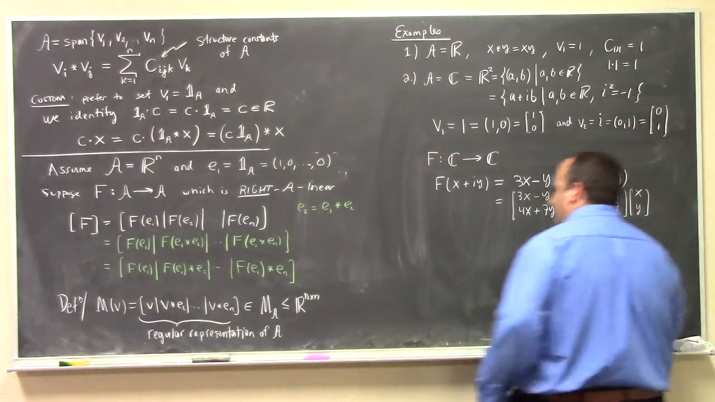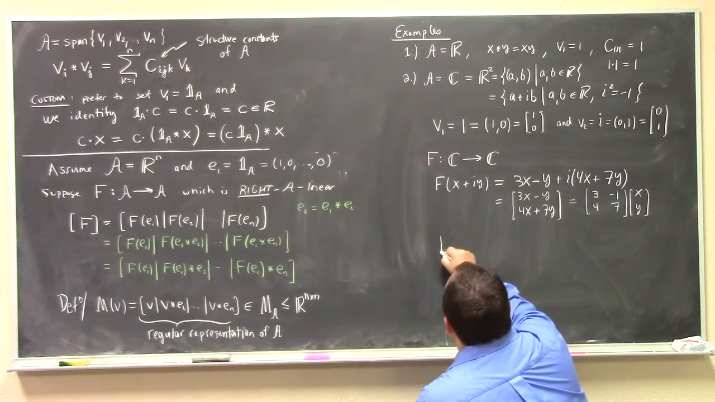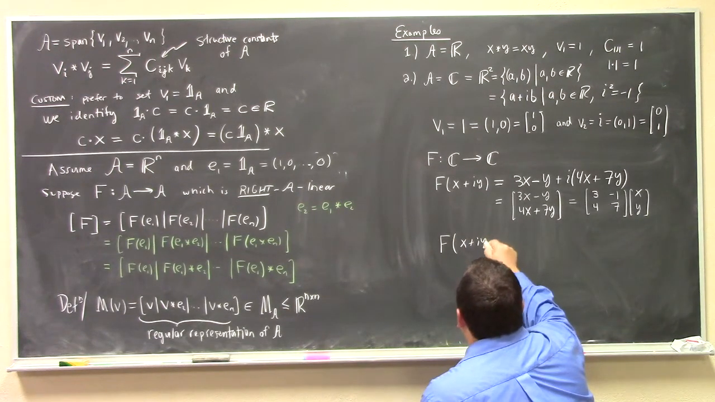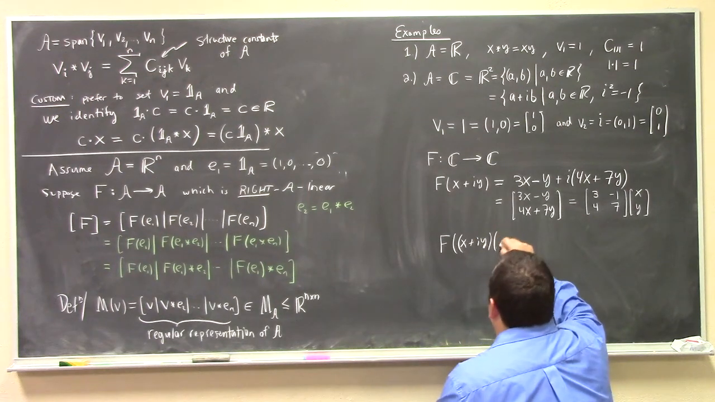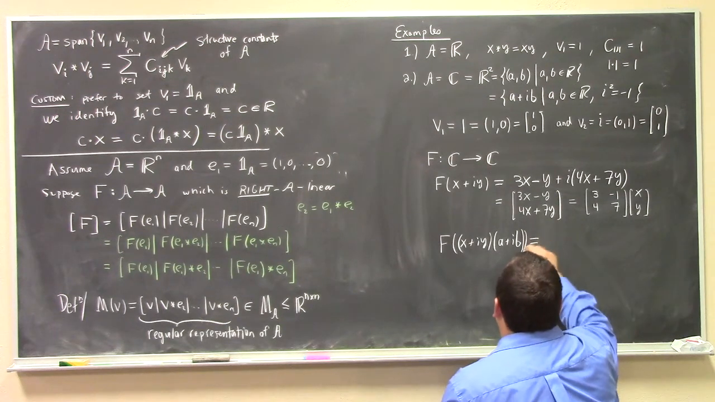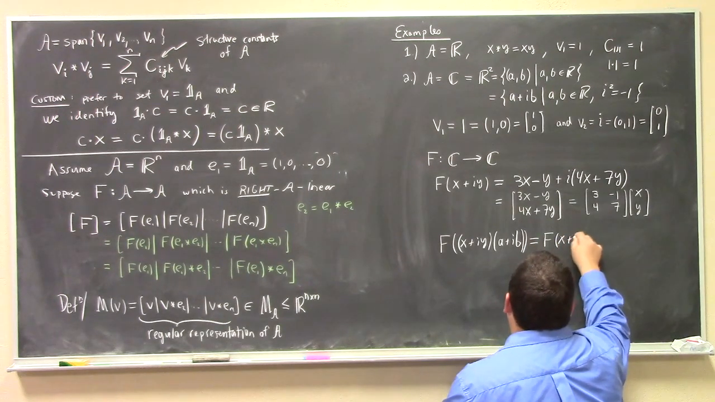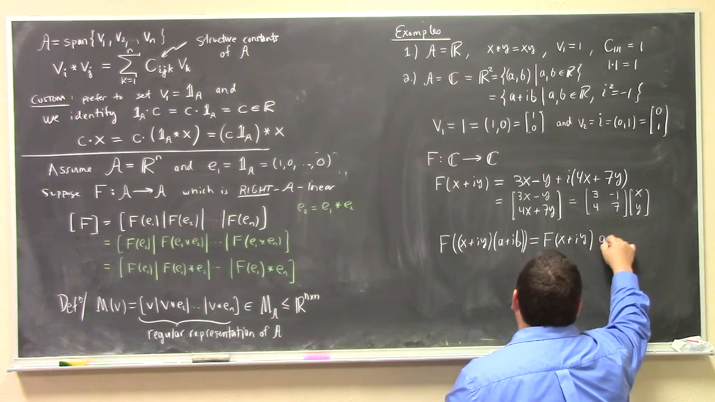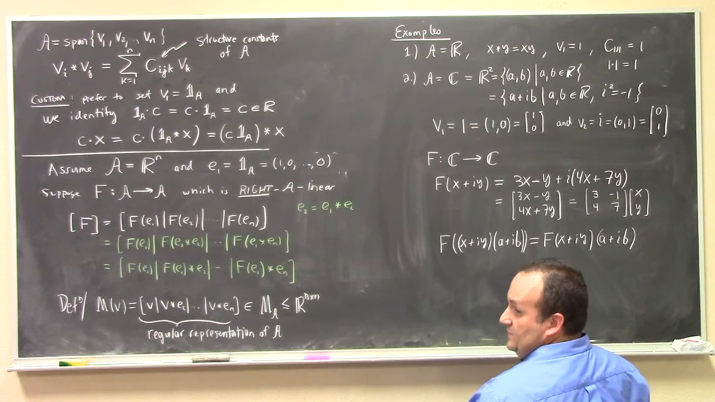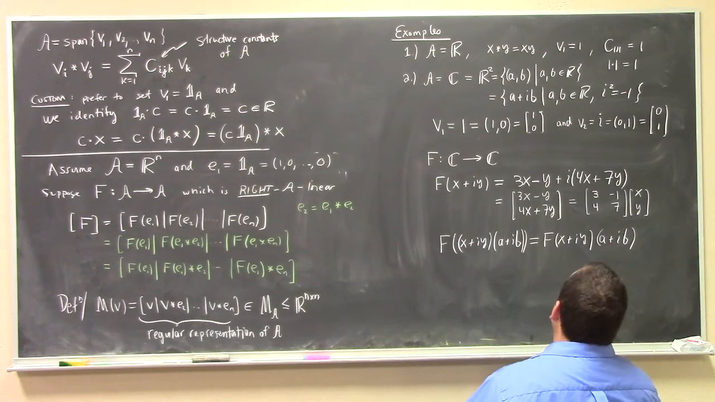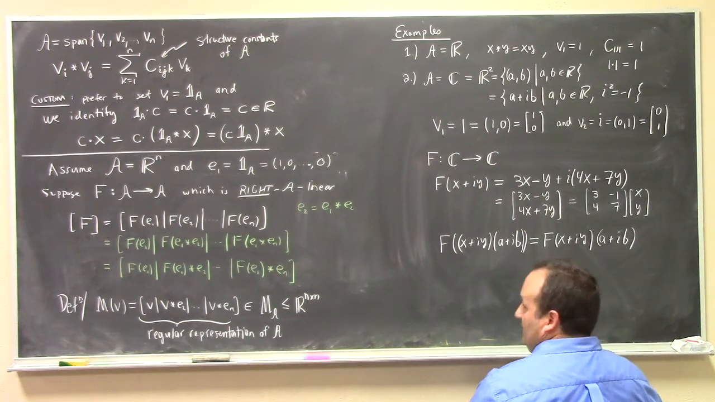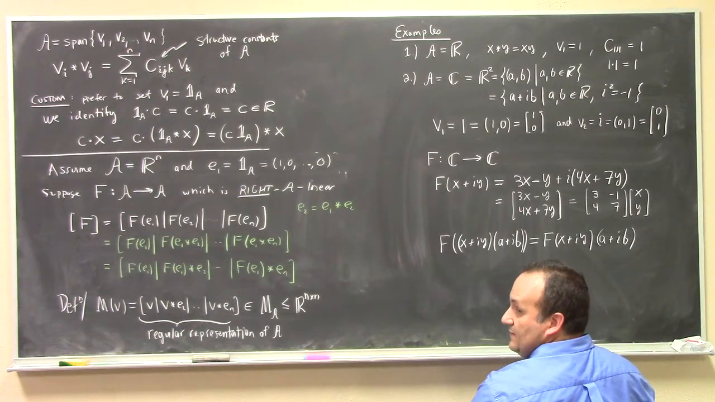Well, to appreciate the right linearity, we have to have f of (x plus iy) times (a plus ib) equal to f of (x plus iy) times (a plus ib). Now here, you notice I'm not writing star anymore because we have juxtaposition as our star. And this has to be true for all x plus iy and a plus ib in the complex for it to be right linear, right?